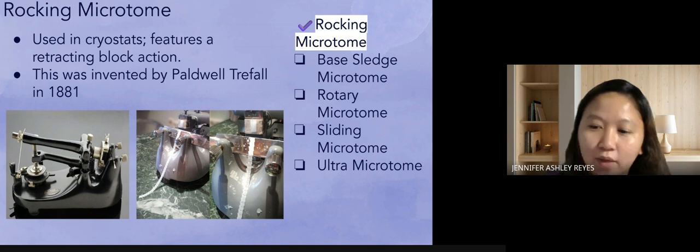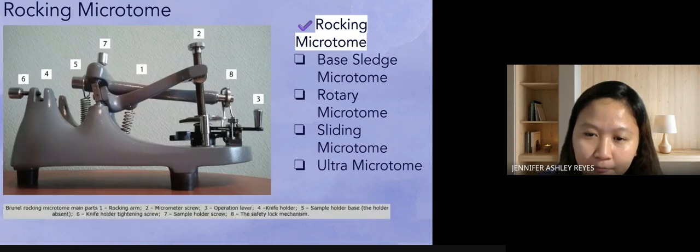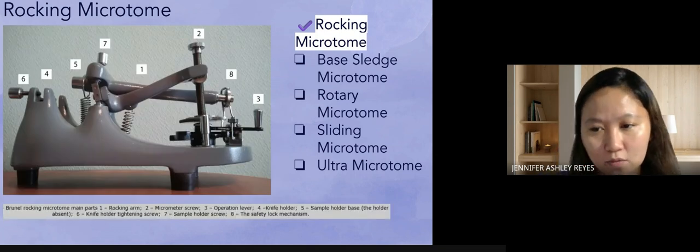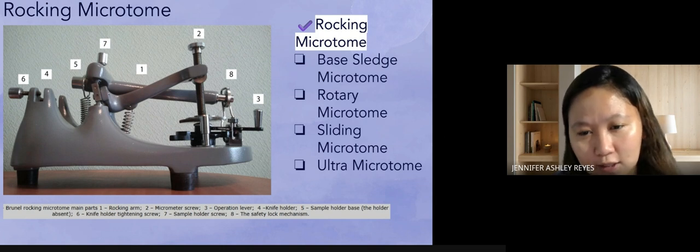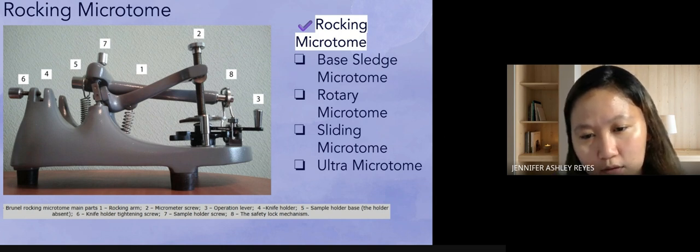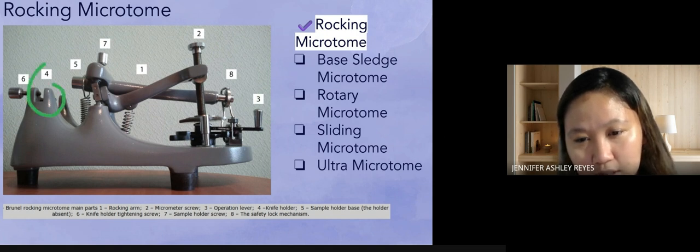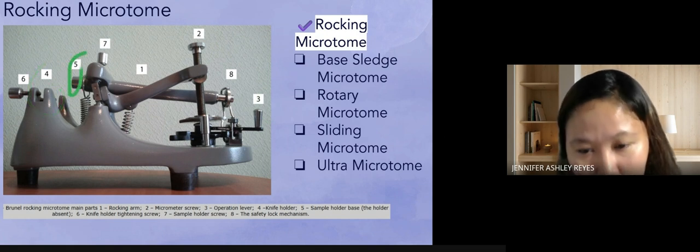Rocking, Caldwell, and Trefall. So these are the different parts. This is a Brunel rocking microtome. I think this is from a lab in the UK. So you can see a rocking arm, the micrometer screw, an operation lever, a knife holder. This is the sample holder.